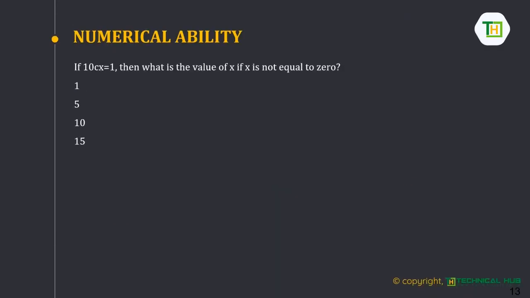Next question. If 10Cx is equal to 1, then what is the value of x if x is not equal to 0?